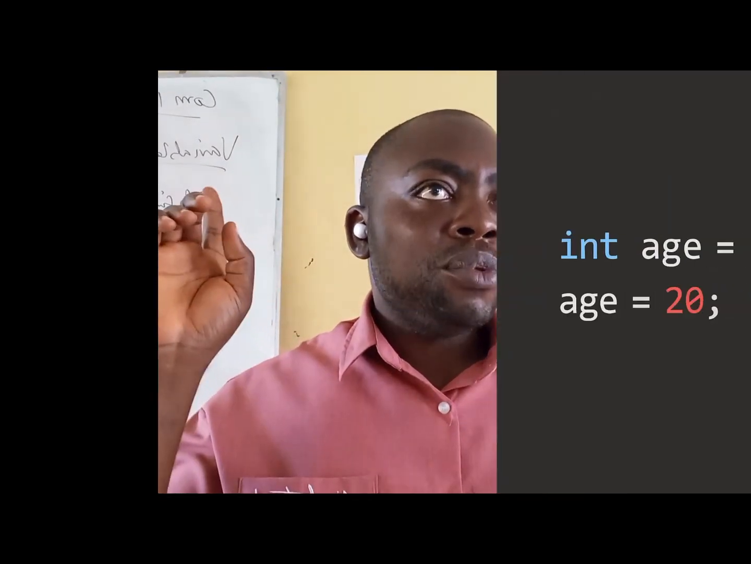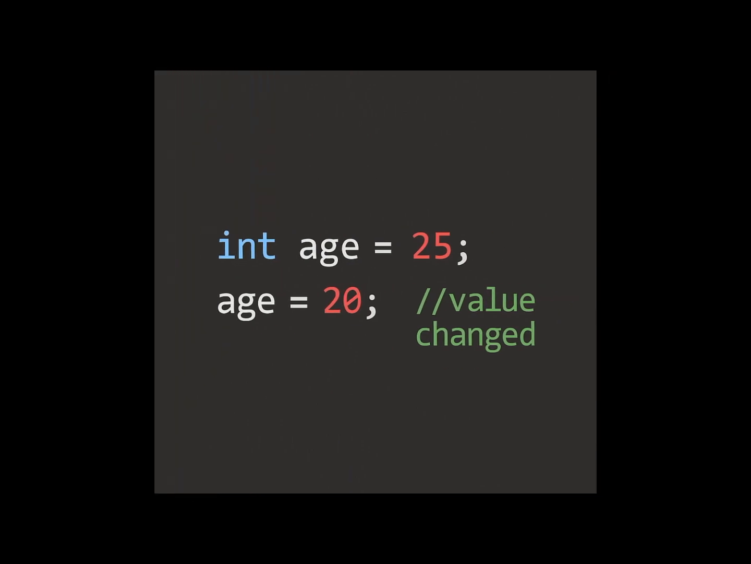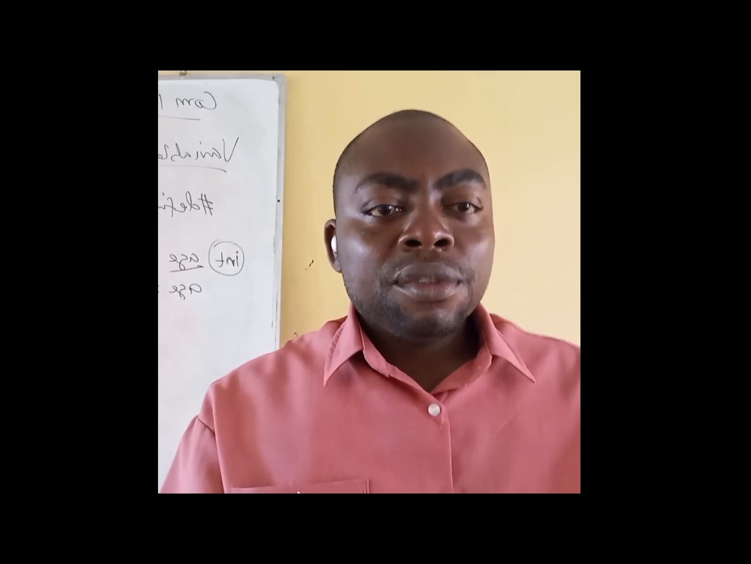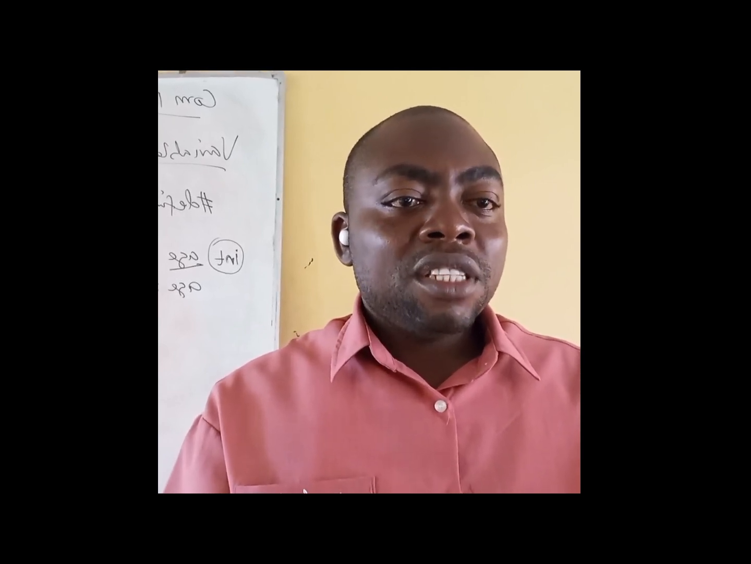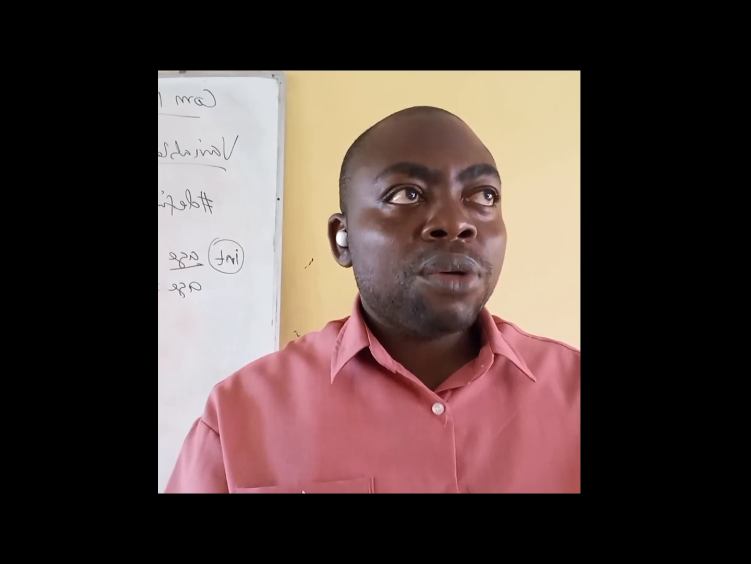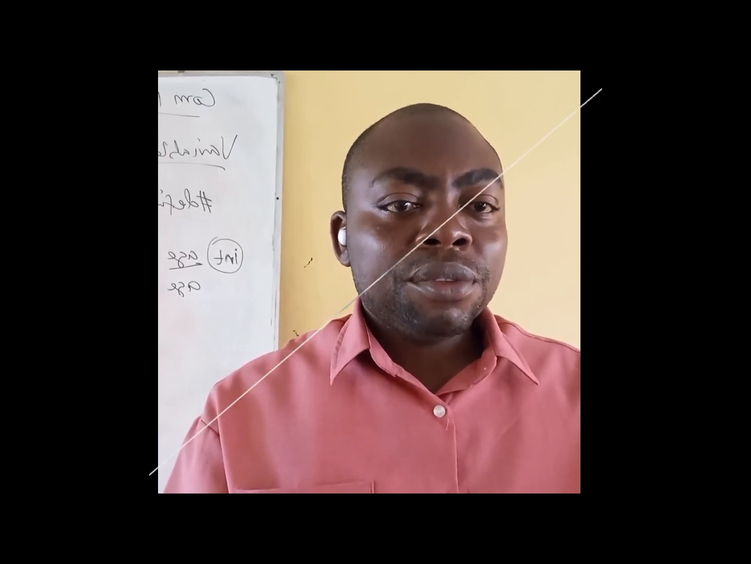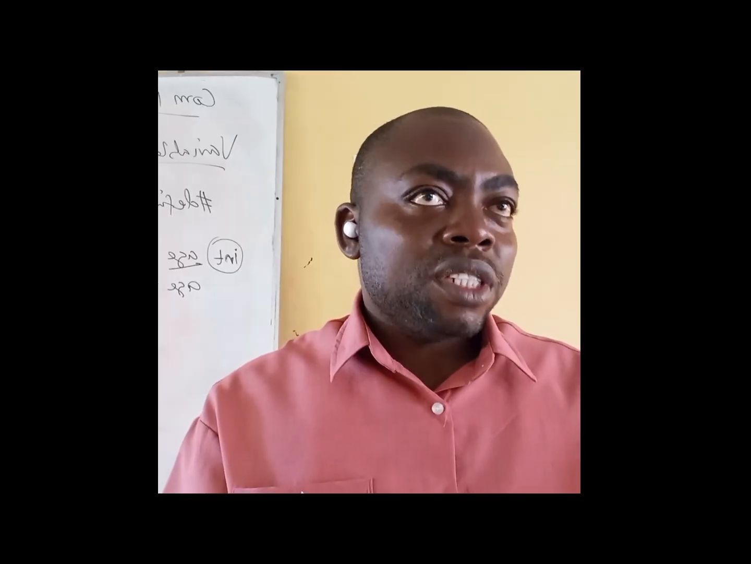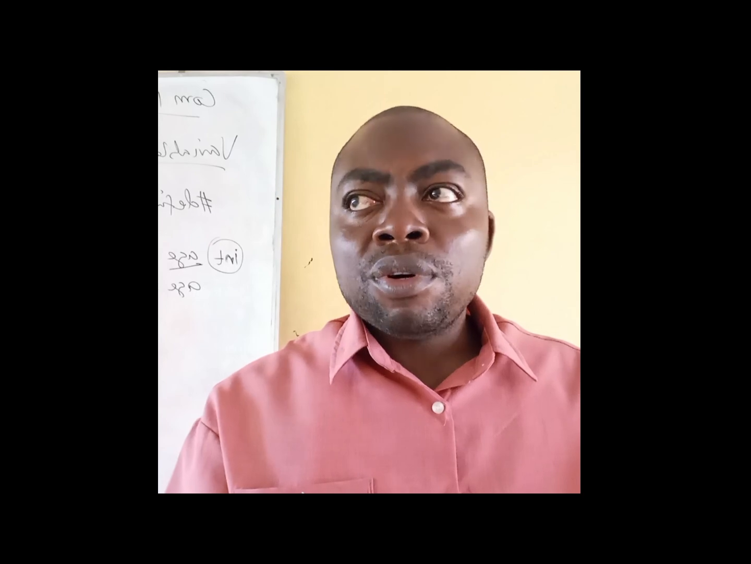We have shown an example there that initially you assign 25 to age. The variable name is age and it's of type int. So subsequently, the next line now changes the value to 20, okay, or 30, or any value at all. But then for constants, their value must be maintained throughout the program and even beyond. Their values are constant.